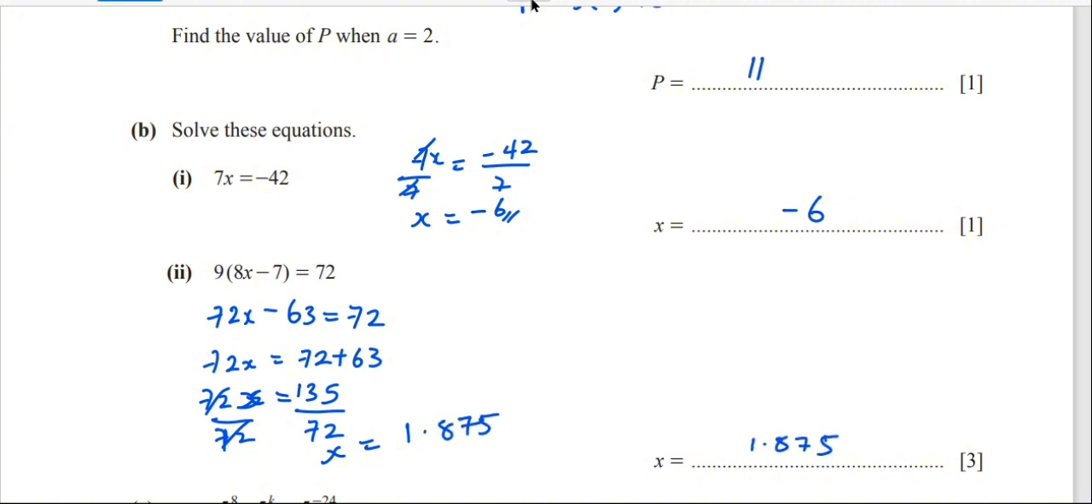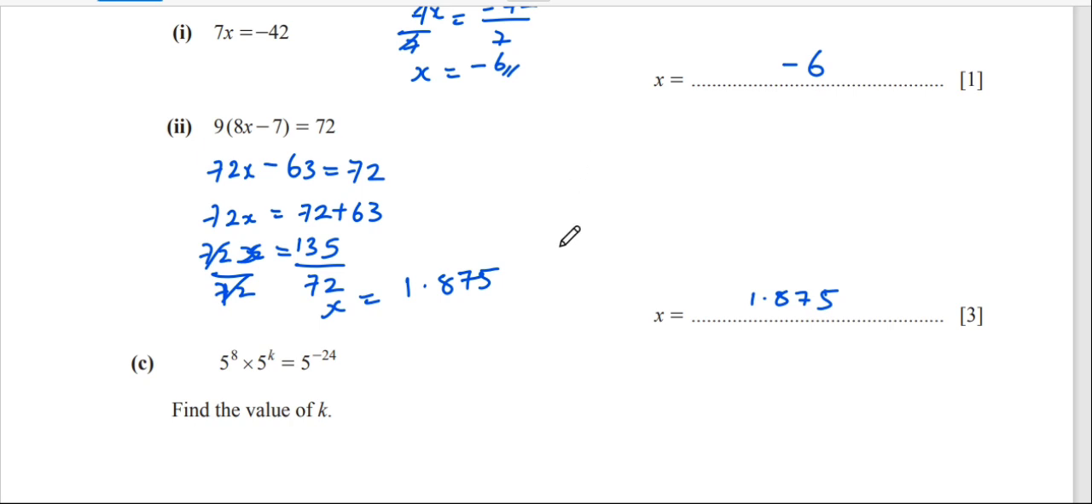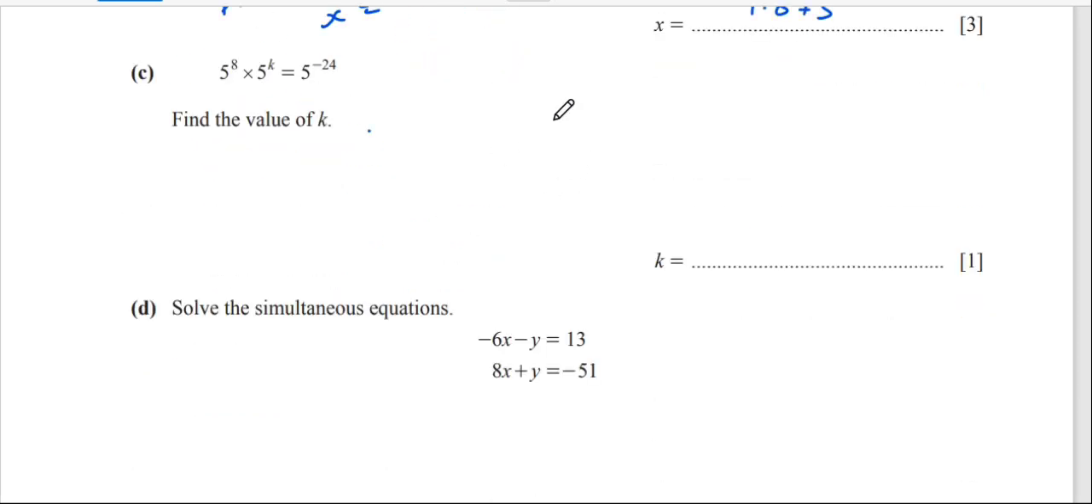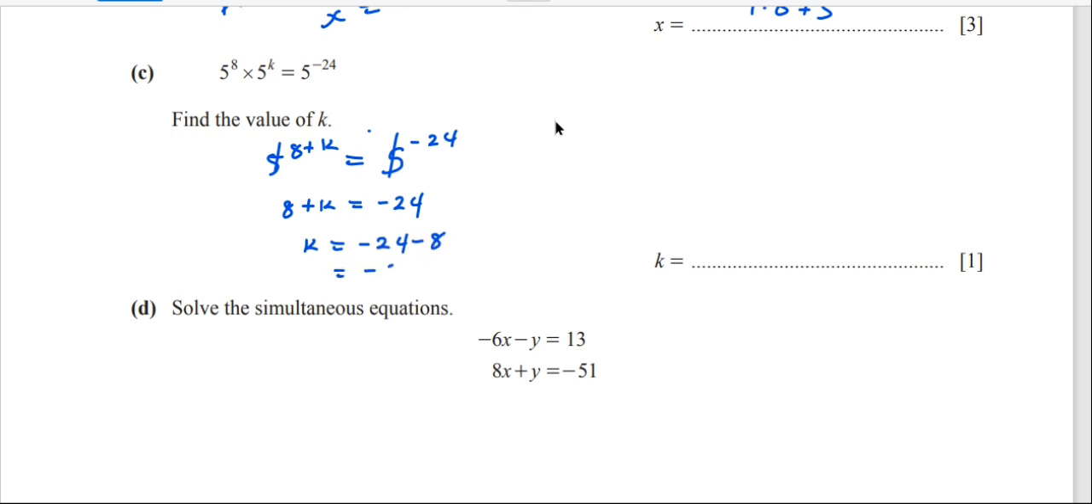Okay, so let's move on. So here we have an indices question we are asked to solve. So apply the law of indices. You are going to have 5 to the power 8 plus k equals 5 to the power minus 24. So this and this will go. I have that 8 plus k equals minus 24. If this crosses over here, I have k equals minus 24 minus 8, which will give us minus 32. So you write out your answer, minus 32.